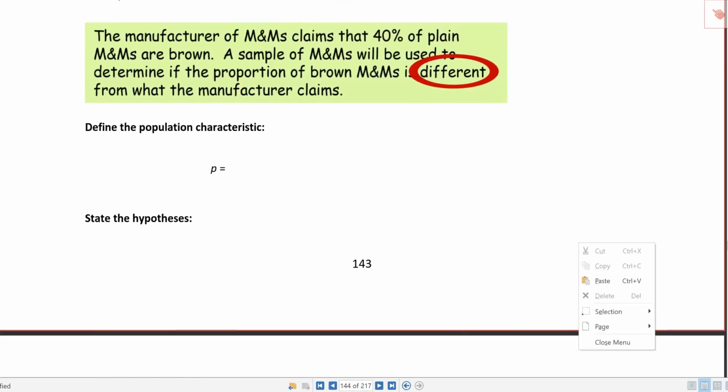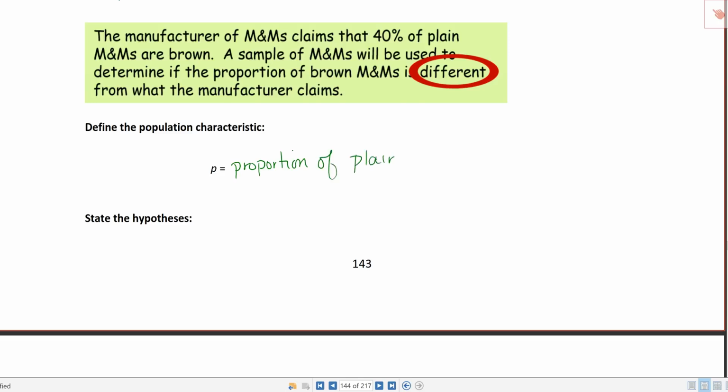How about this one? The manufacturer of M&Ms claims that 40% of plain M&Ms are brown. A sample of M&Ms will be used to determine if the proportion of brown M&Ms is different from what the manufacturer claims. So what is the population characteristic? It is the proportion of plain M&Ms that are brown.